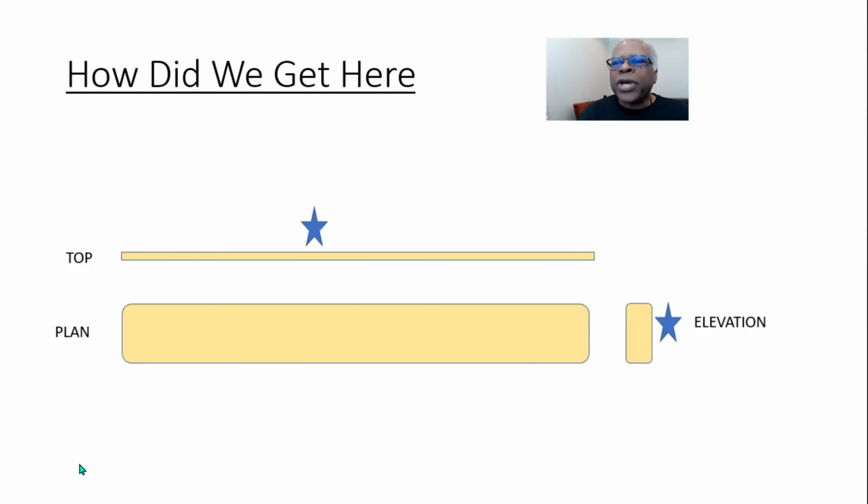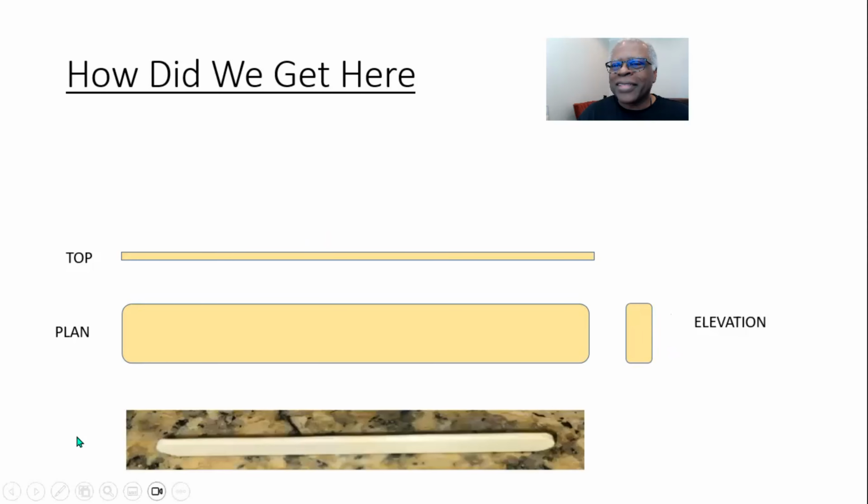So who can tell me what this object is that I've drawn real quickly and crudely? It's a popsicle stick. It's supposed to come up. You can see the top, you can see the elevation view of the end, and you can see the side, or the plan.